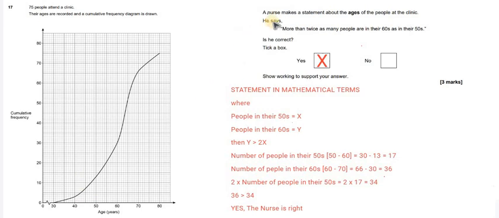Now, it says a nurse makes a statement about the ages of the people at the clinic. He says more than twice as many people are in their 60s as in their 50s. Is he correct? Tick a box and show working to support your answer.